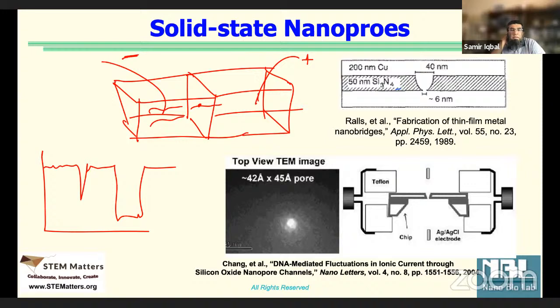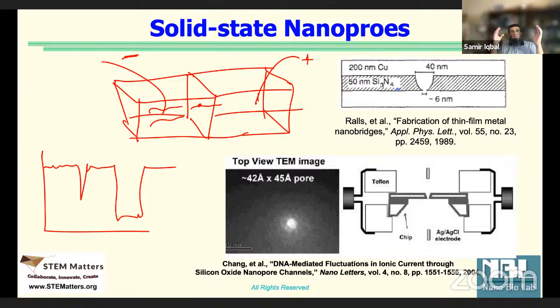We have done it with a transmission electron microscope. So we focus a very tightly focused electron beam into a thin film, and that causes the oxide or silicon to melt and create a small nanopore. So this gentleman, Dr. Chang, was a postdoc in my lab later on. So we did lots of work on this.